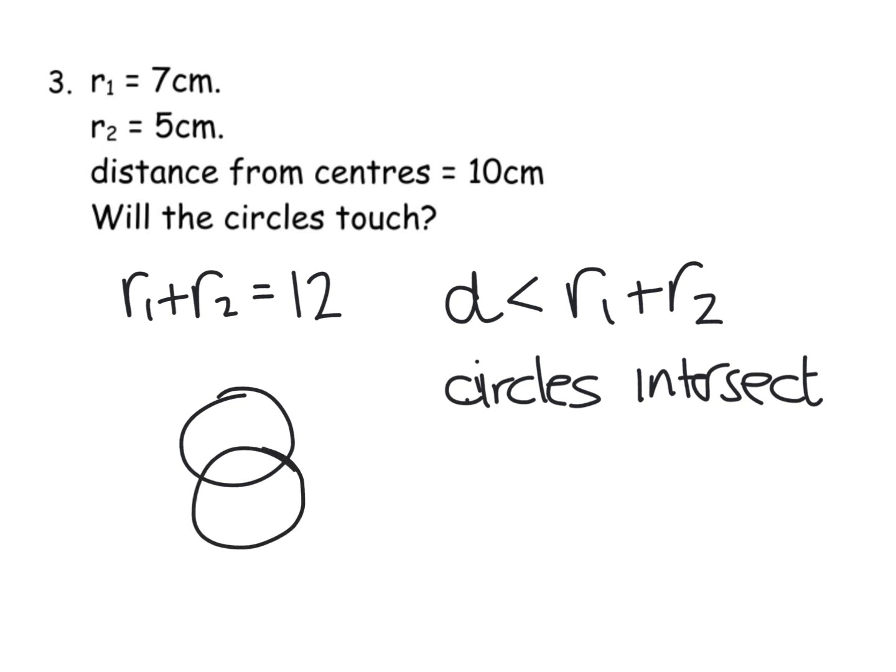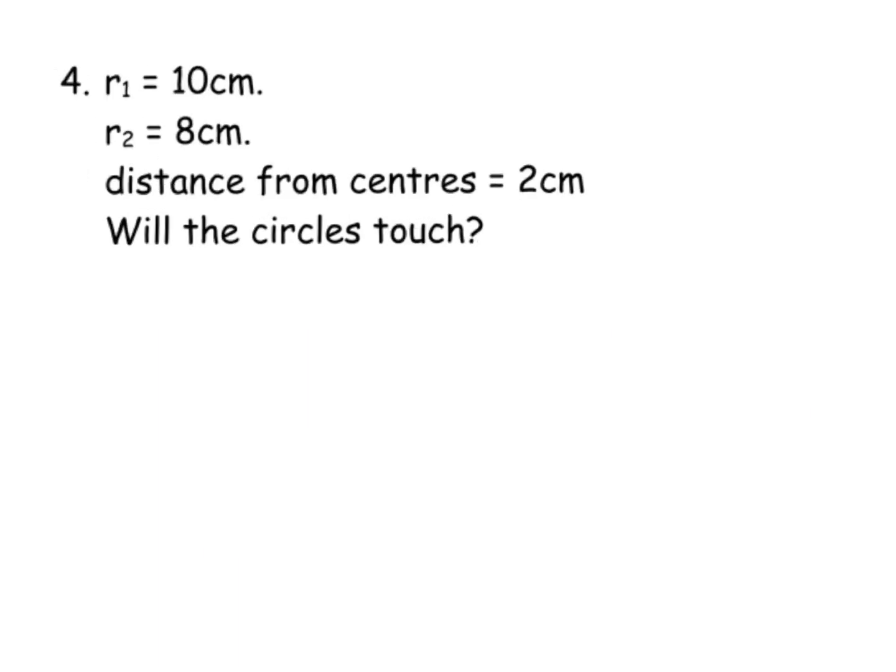So they are intersecting, right? So one with a radius of 7, one with a radius of 5. The gap between them is 10, so they've been pulled in a wee bit. Okay, and my last one, radius 1 is 10, radius 2. So if you add them, you get 18, which is nowhere near the 2, but a quick check, look. R1 minus R2 is 10 minus 8, which is exactly 2.